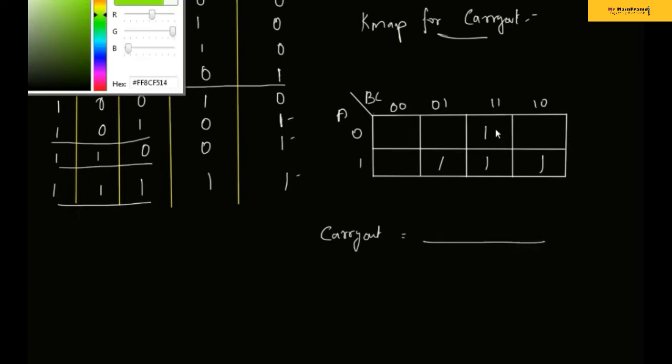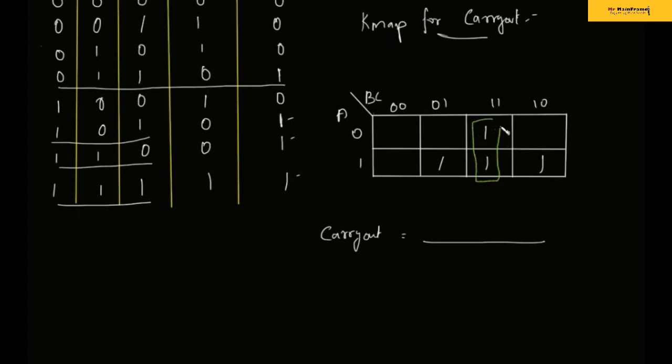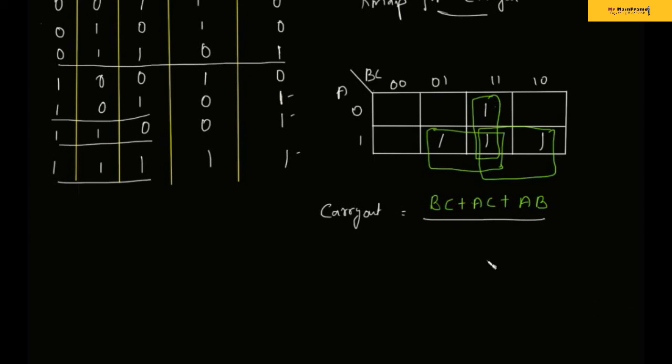I'll just change the color, please wait. This is the first group, and as far as the first group is concerned, it is BC according to K-map rules. This is the second group, we can form the group here. As far as this group is concerned, we have A in the beginning. What is the next one? It is C, because the value of B is changing. And this is the third group, and again it is A, and the value of B is not changing, so we can write B. So this is the expression for carry out.